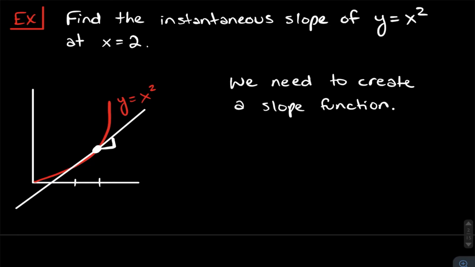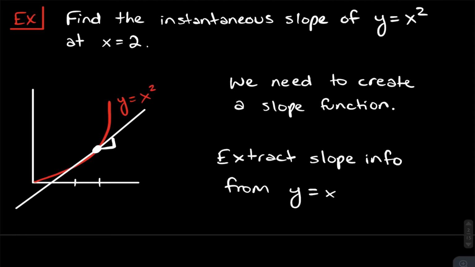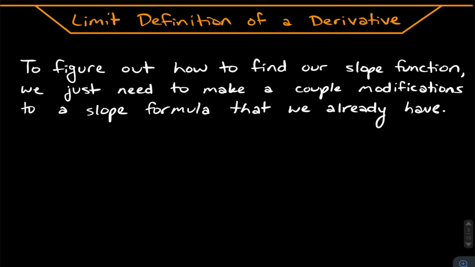Okay? And so here's the thing though. How do we actually find this slope function? Well, we're going to have to extract it from the y equals x squared graph. That's the graph that we have. And so what we need to do is use y equals x squared and extract the information about slope, so I'll call that slope info, from y equals x squared. And we're going to do that by taking a derivative, with the limit definition of a derivative, which I'll talk about right now.